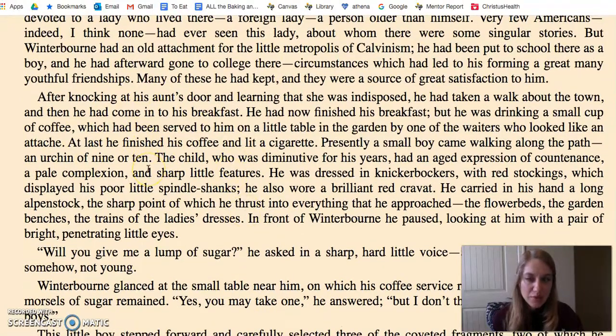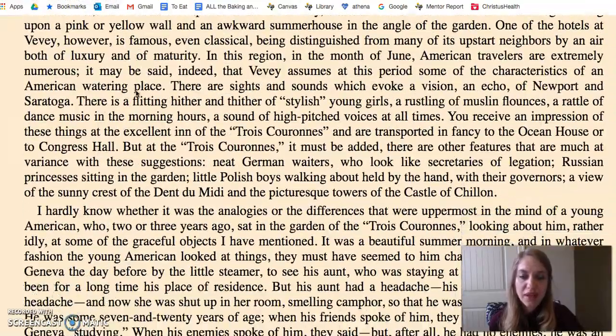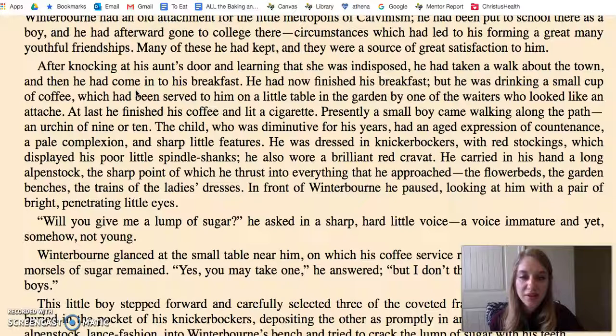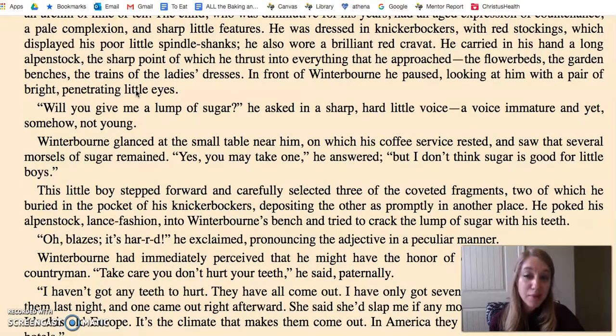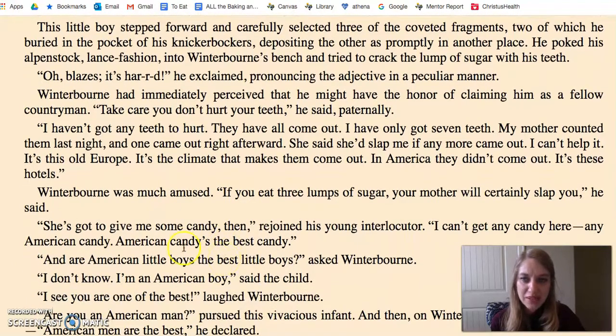I'd like to go ahead and move into the plot, talk about what happens and how this is realist literature along the way. At the very beginning, we have Frederick Winterbourne, who's staying in this resort, this hotel in Switzerland. Then if we keep reading, the first character that he meets is a small boy. His name is Randolph, though it doesn't tell us right at the beginning. He has an interesting conversation with him. In this passage, we see a lot of realism, like the word hard is spelled out here as if he's saying it. A lot of the characteristics of the little boy match what little boys are actually like.